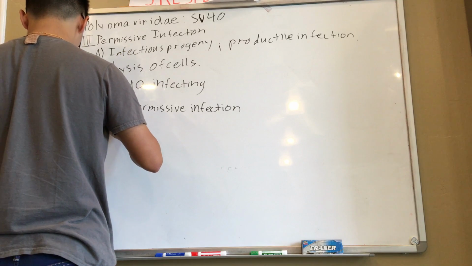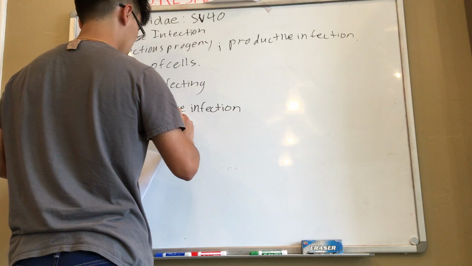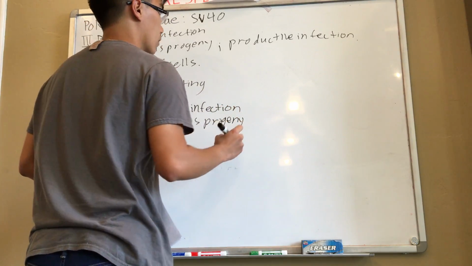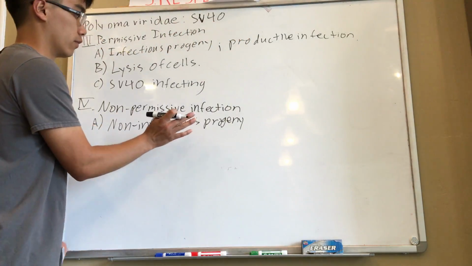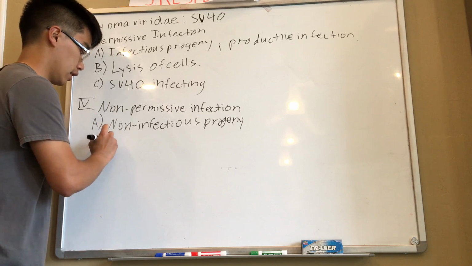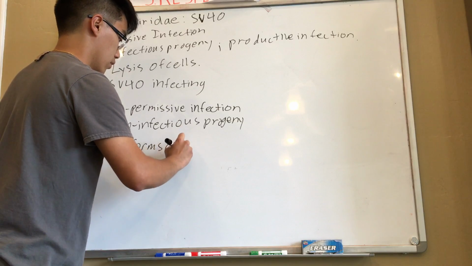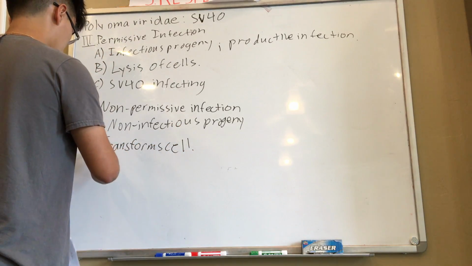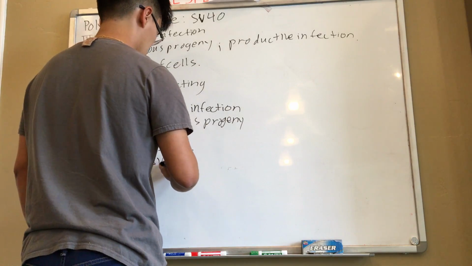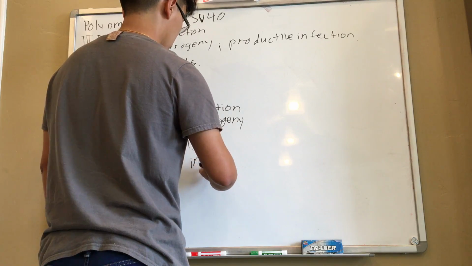Here, you have non-infectious progeny. The infection is not productive, it doesn't make new viruses, and it instead transforms the cell. So think of taking SV40 and infecting rodents.